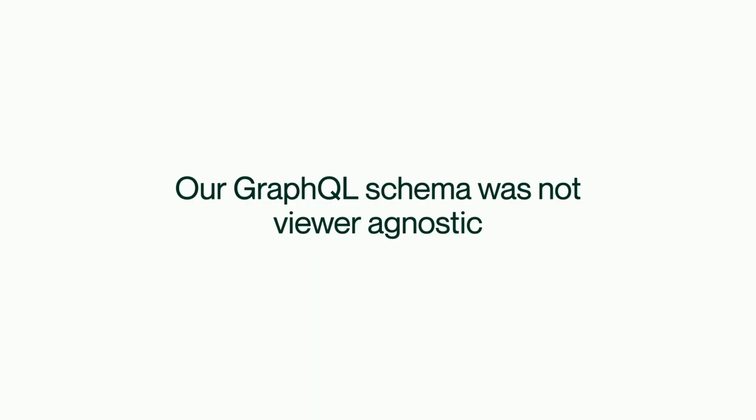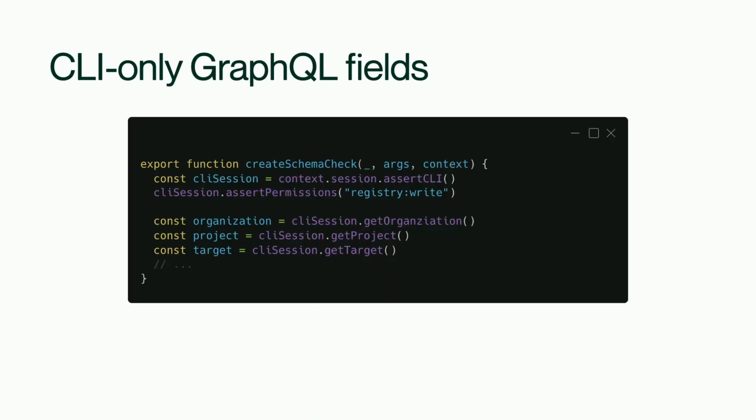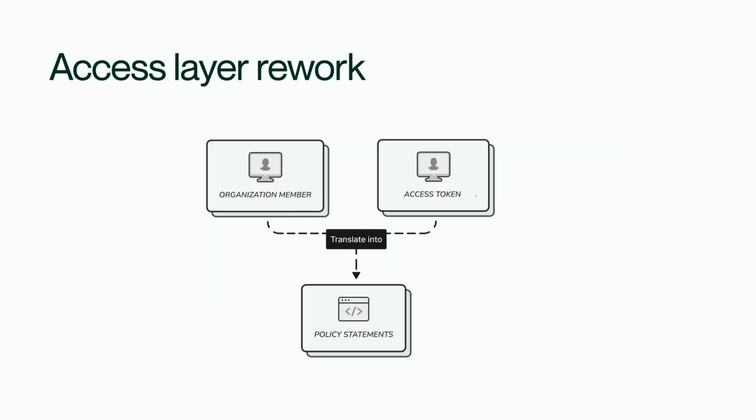But then we realized that some parts of our GraphQL schema are not view agnostic. And what does that even mean? We had fields in our GraphQL schema that were at the moment only usable by CLI clients because they had business logic hard-coded in there that asserted whether you're in a CLI session, and then we had a specific way of accessing resources based on the access token. In the old access token, even the project's organization and target were hard-coded to the access tokens. So we needed to fully rework our access layer, so we have this abstraction of whether you're an organization member or an access token member, and we translate that into policy statements.